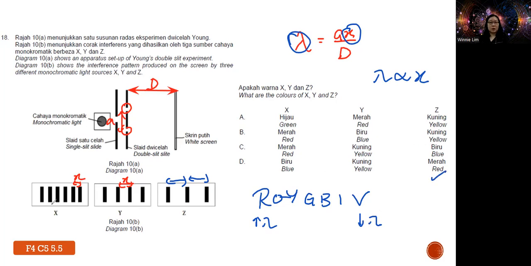Then the smallest here, X. So you see which color is toward the right side, blue, indigo, violet. So blue one, okay? Red is already wrong, so B and C are confirmed wrong. Green, then you have to see the other option as well. Since we are taking red, and then yellow, and then blue, this will be the correct answer, D. Red has the longest wavelength, that's why the gap is bigger, Z. Then followed by yellow, and blue will be the shortest one.